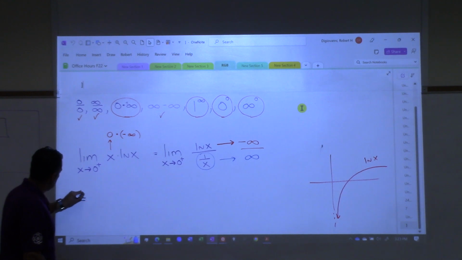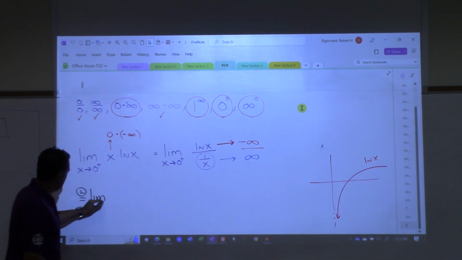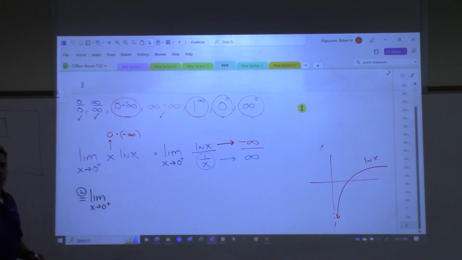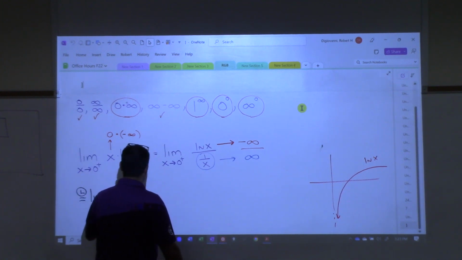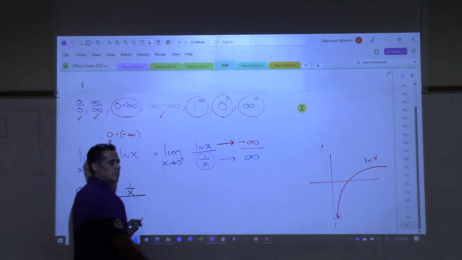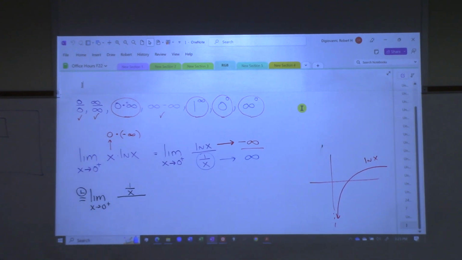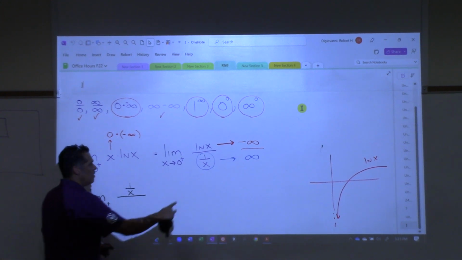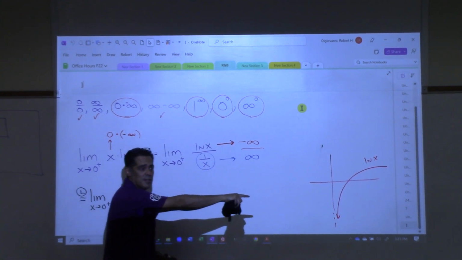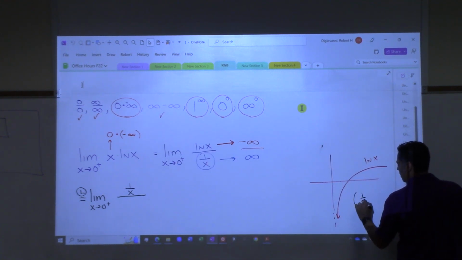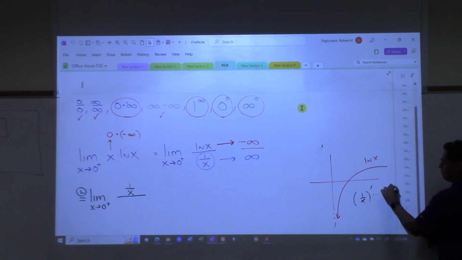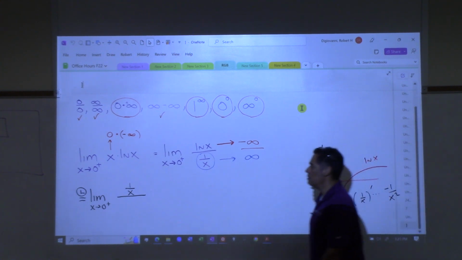So by L'Hopital's rule, I have the limit as x approaches 0 from the right. What's the derivative of the top? 1 over x. Isn't that the derivative of natural log of x, 1 over x? We did that last class. Now, what's the derivative of 1 over x? I did that on the side just a second ago. Remember, I put it right here. If you take the derivative of 1 over x, what did it come out to be? Negative 1 over x squared. That's what that was.